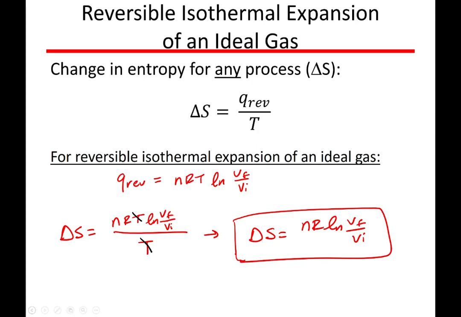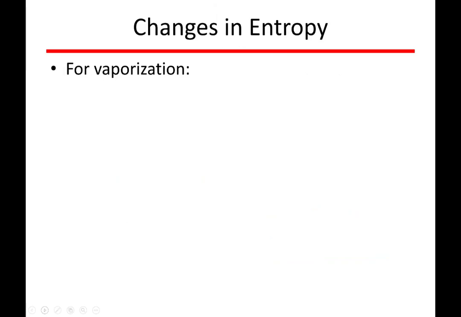An isothermal expansion or compression of an ideal gas is not the only type of transformation that could occur. And so let's think about some other types of transformations that can occur. They're going to have different Q reversible expressions, and so we're going to get different delta S equations for them. So again, starting with our delta S is equal to Q reversible over T, that equation is always true.